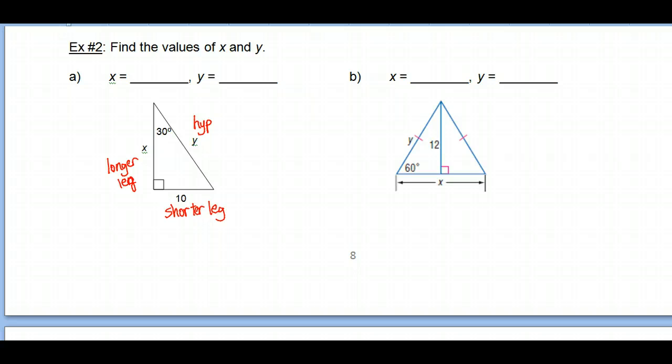Okay, so x equals 10 square root of 3 and y equals 20. You know this. We're good with that? That was just right from the theorem.